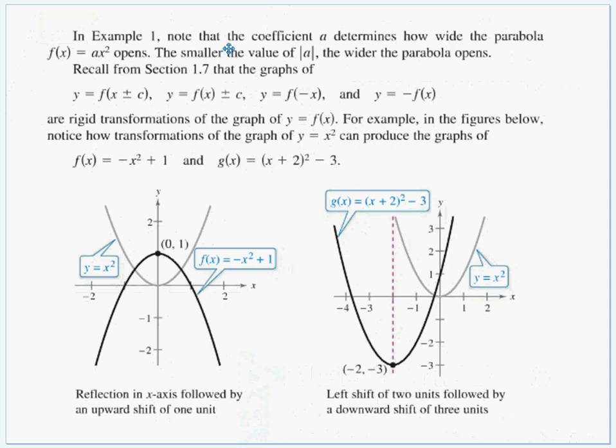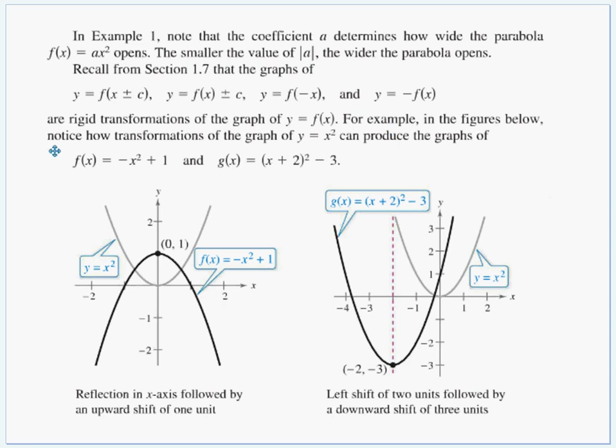Now, in example 1, note that that coefficient a, the number in front of x squared, determines how wide the parabola opens. The smaller the value of a, the wider the parabola. Recall back in section 1.7 that the graphs of f of x plus or minus c, where the constant is outside the parenthesis, f of negative x, and y equals the negative of f of x, are transformations or flips of the graph. We move the graph up, down, left, right, or reflected it.